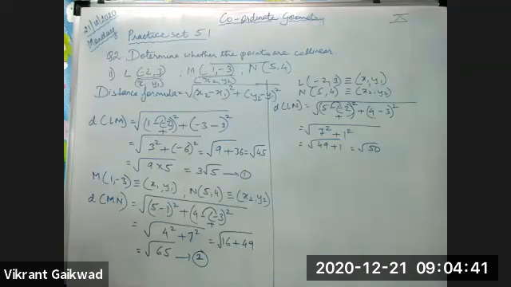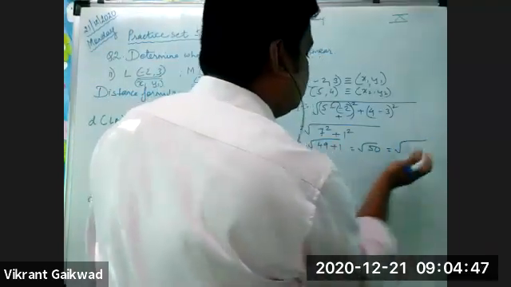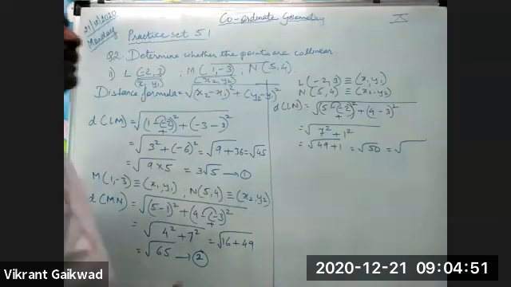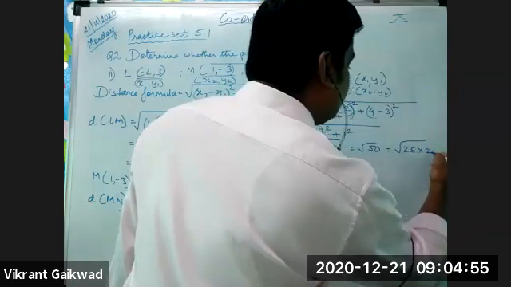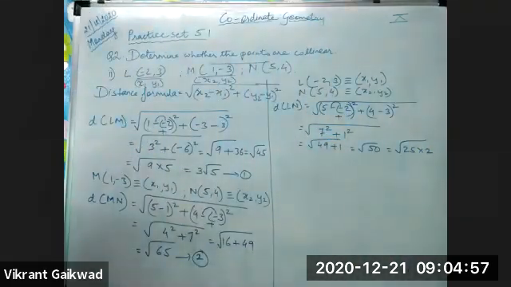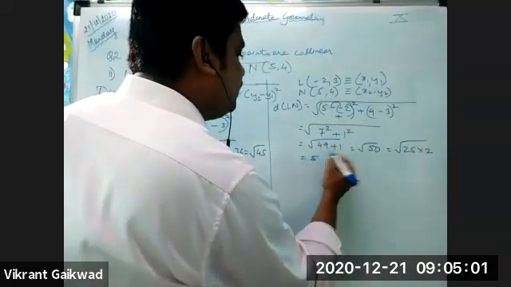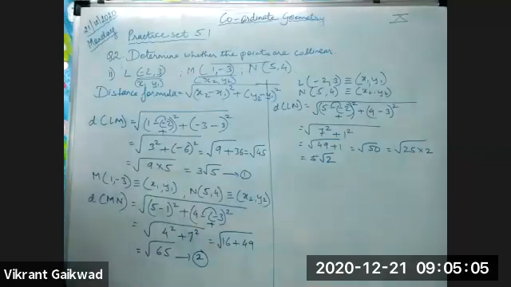Now how will you simplify this? So what will you get? 50. When you factorize that, you'll get 25 into 2. 25 is a perfect square. So under root of 25 is 5, root 2 will come as it is. So your answer is 5 root 2.